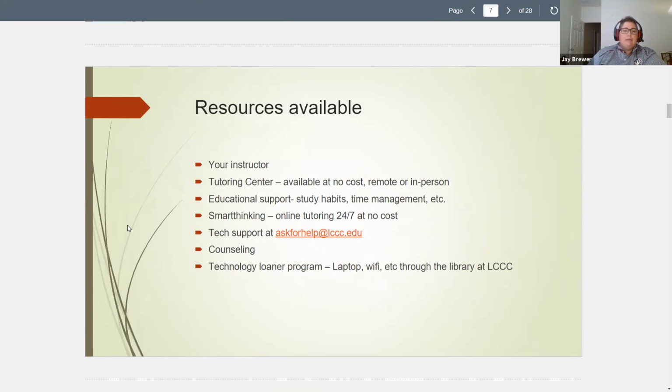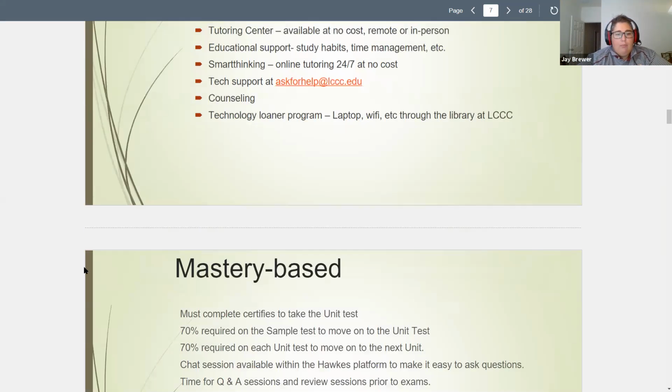Resources available. Obviously, the tutoring center is available at no cost, and they are remote and in person. Educational support services, study habits, time management, etc. Smart thinking, again, is available at no cost. And if you guys need help getting to these resources, I can definitely help you with that. Tech support, counseling, and a tech loaner program. So if you need a laptop or like a hotspot, just access or talk to our librarians at LCCC and they'll help you with that.